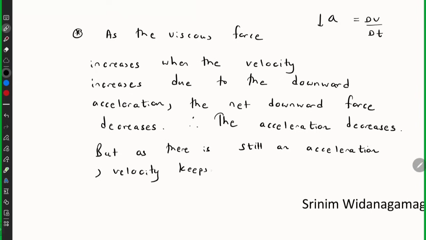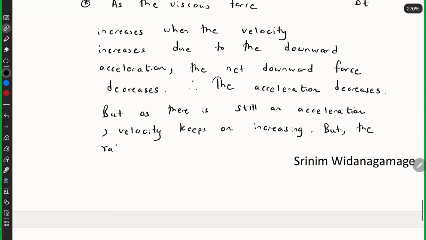Velocity keeps on increasing. But the rate at which the velocity increases decreases, right? The rate at which velocity increases decreases. All right? Okay.